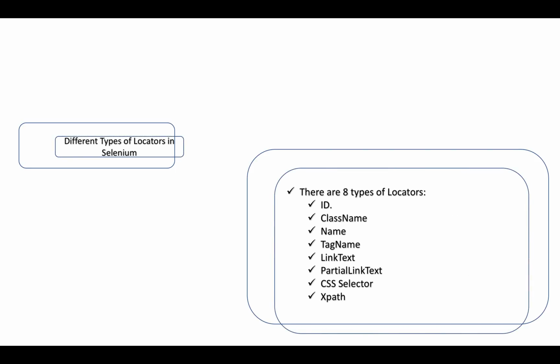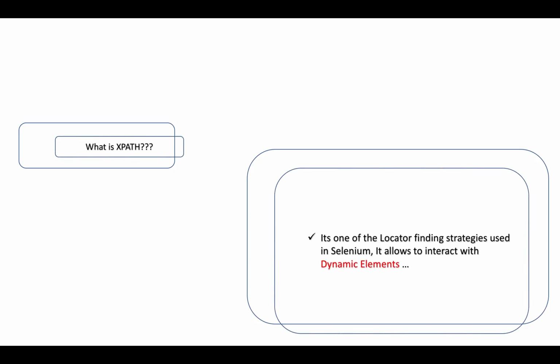So, the different types of locators used in Selenium: ID, CSS, name, class name, tag name, link text, partial link text, and XPath. Now what is XPath? XPath is a locator finding strategy which is very useful to handle dynamic elements. Let's say you have a web element, a text box, and that text box's ID is changing dynamically. How can you find it if it is changing dynamically? And if you cannot find it, you cannot interact with it, right? To handle those kinds of scenarios, XPath is very handy.